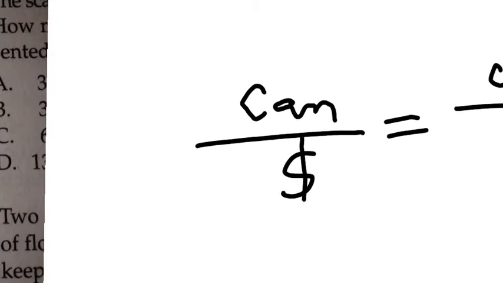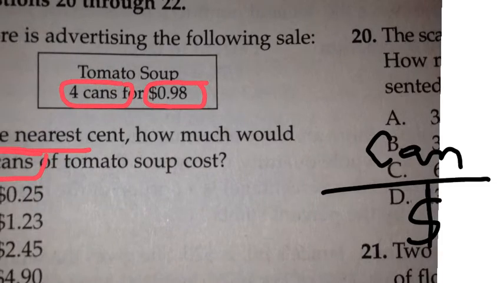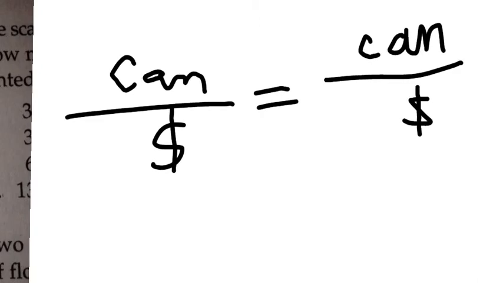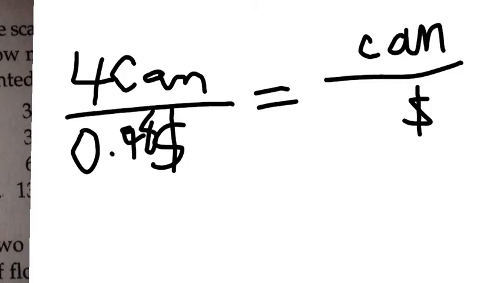So when I go back to the problem, I see that 4 cans cost 98 cents. So 4 cans, I come back here, 4 cans, they cost how much? 98 cents, so 0.98. And obviously the question is about 5 cans, so I need to figure out how much that costs. Okay, so it's very important that you do can on top and can on top, and dollar sign at the bottom and dollar sign at the bottom.